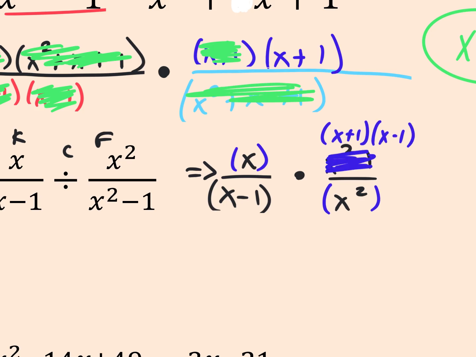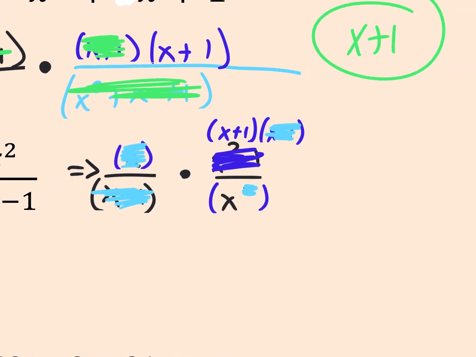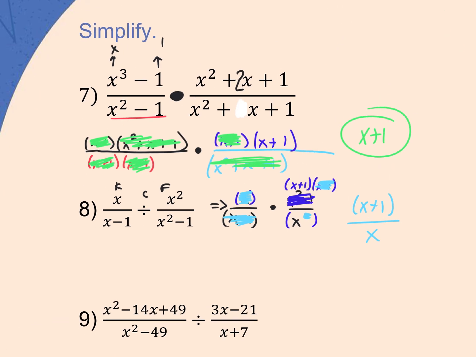So now, do you guys see anything that is exactly the same on the top and bottom? X minus 1 on top and x minus 1 on the bottom. All right, is there anything else that they have in common? An x and an x squared. This x will cancel. We'll just leave one x on the bottom. So what are you left with in the numerator? X plus 1 over x. There you go.